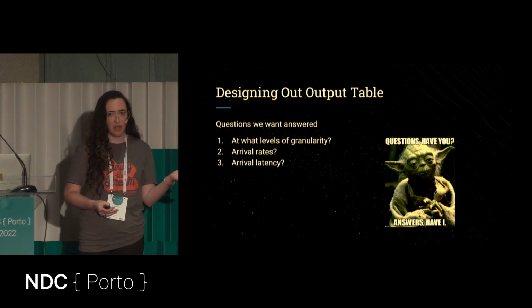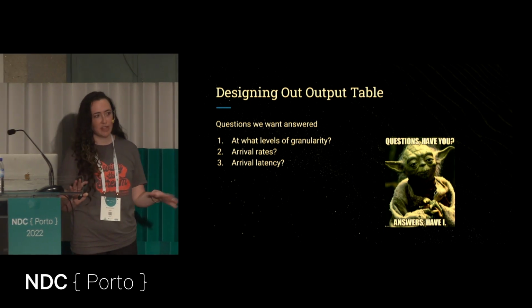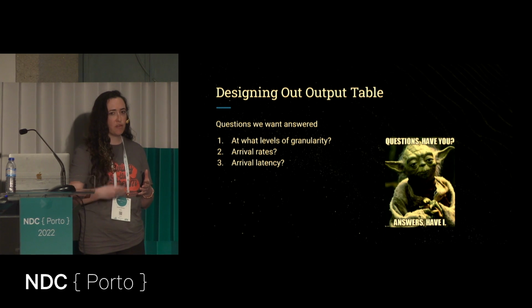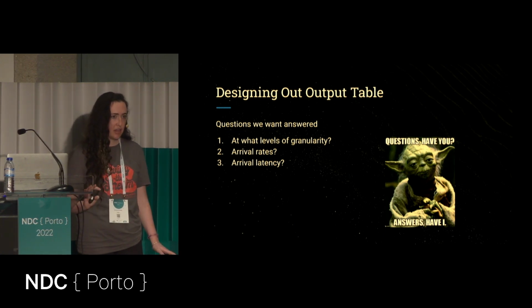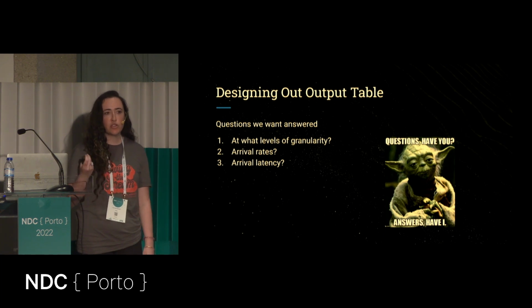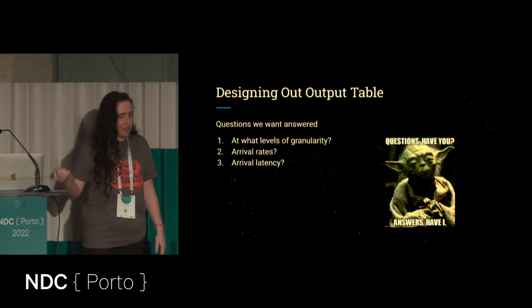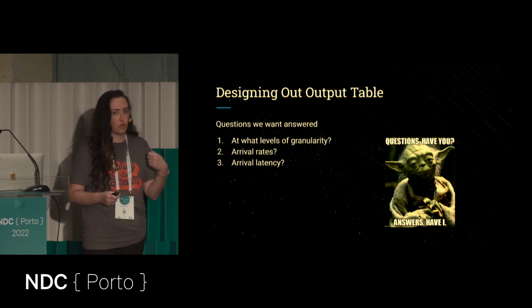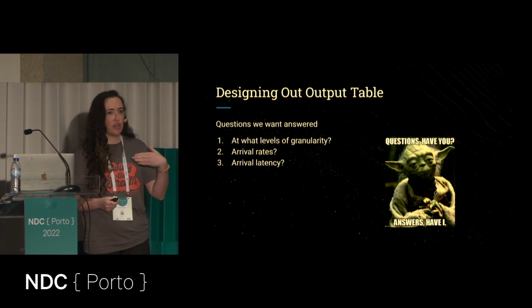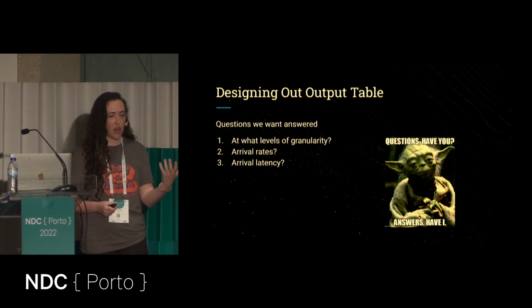Then we have arrival rates. That's pretty straightforward, right? That's just how many of the messages that were produced actually arrived on the other side. But then we also probably want to know arrival latency. That's just how many of the messages that were produced arrived within 2 hours or 4 hours.